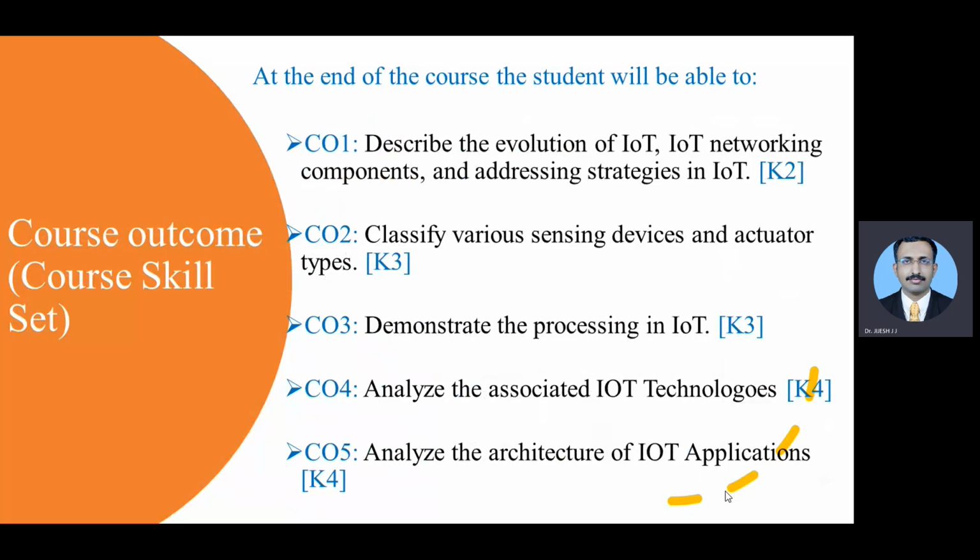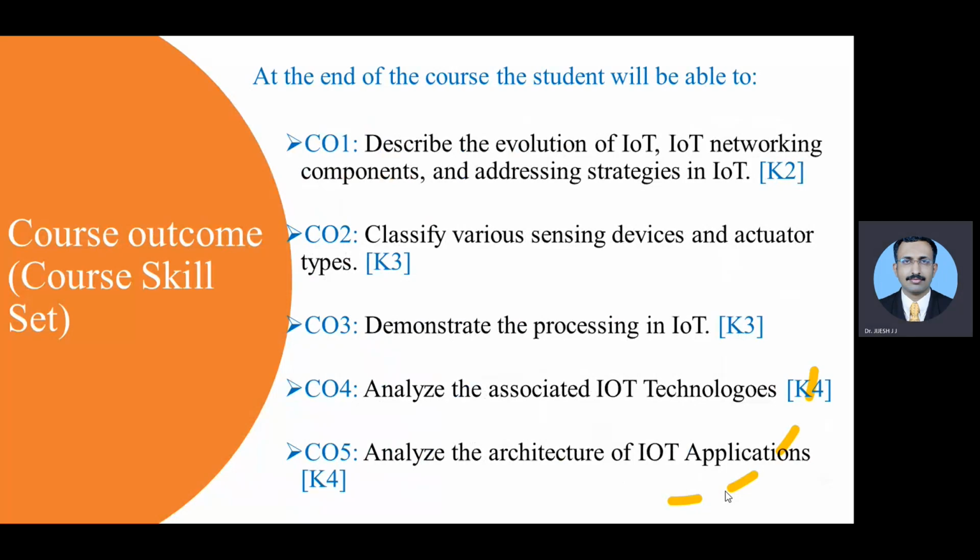So K2 means what? What is K2? Knowledge level 2. How many levels are there? 6 levels are there. What are the first 3 levels and the next 3 levels? The next 3 levels, I told you, come under higher order, is it not? So first, when you don't know anything, we have to understand the concept. So that is what the outcome of this CO1 is: describe the evolution of IoT networks and components and address strategy of IoT. That is knowledge level 2.